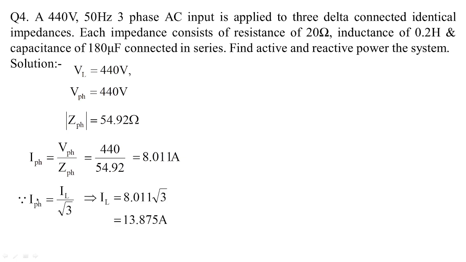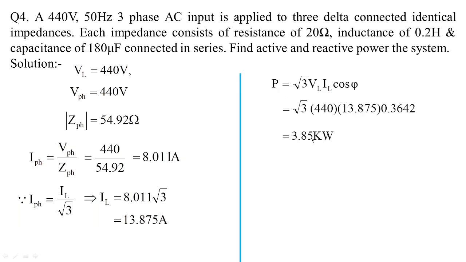Now in delta network, I phase is equal to IL by root 3, so the value of line current will be 13.875 amperes. So once we are done with this value, we need to calculate the active and reactive power. So the active power would be equivalent to 3.85 kilowatts. For the reactive power, please solve by yourself and comment in the chat box whether you got the reactive power or not.